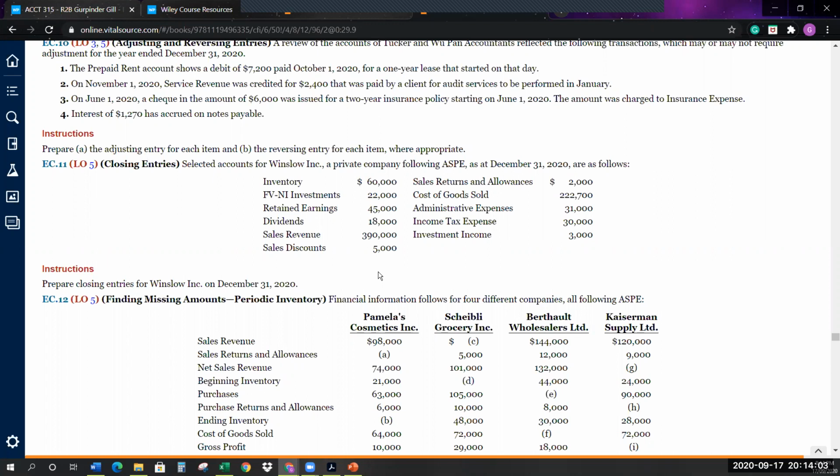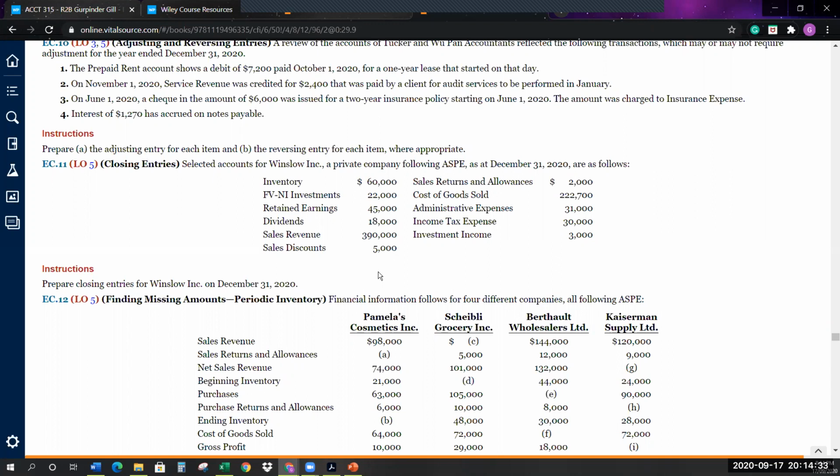What about the FV through net income investment? FV is the fair value, NI is net income. This is probably a new item, so I'll walk you through that. Fair value through net income is an asset account. So this will be listed on your balance sheet as a current asset. So that's a permanent account as well. So we are not going to touch that, just leave it be.